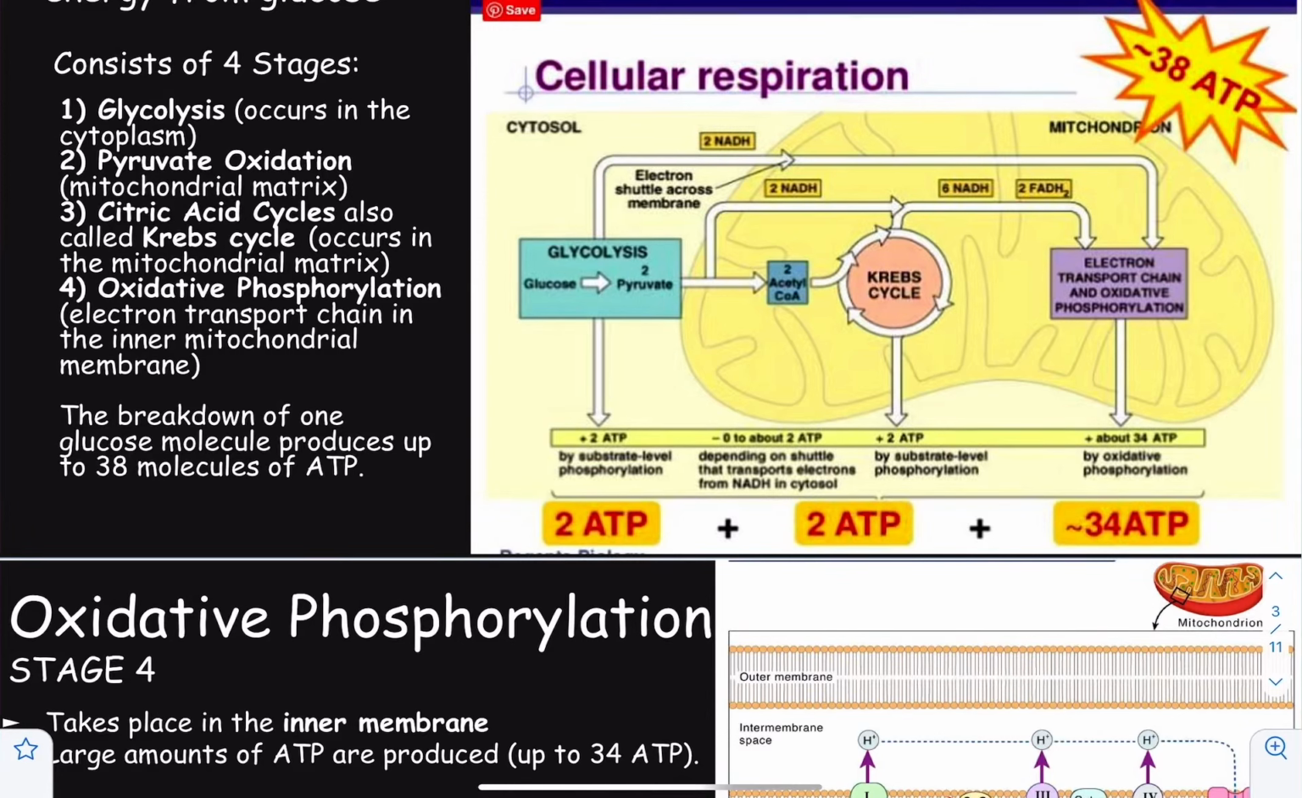This lesson is about oxidative phosphorylation, the fourth stage of cellular respiration. This stage produces the most ATP and it takes place in the inner membrane of the mitochondria. Now, to understand oxidative phosphorylation, you have to understand the anatomy of the mitochondria.